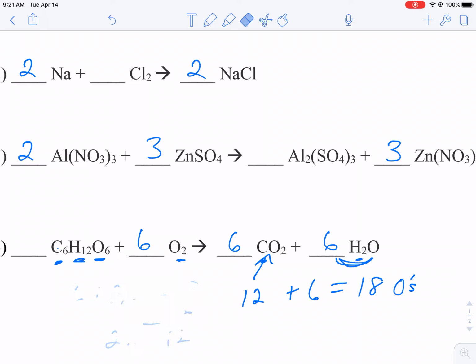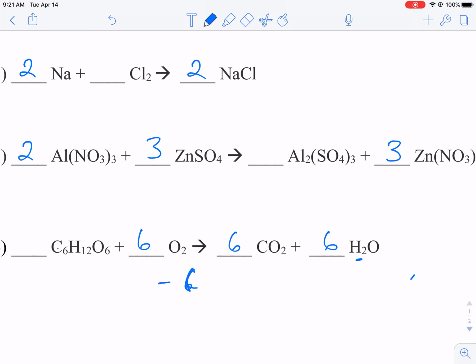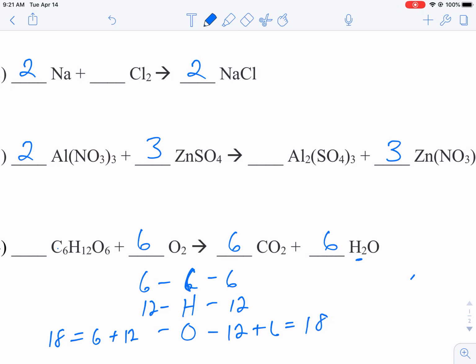Now if I take a look at this and add up all my oxygens and all my hydrogens, I have 6 C's. For H's, I have 12. And for oxygen on each side, I have 6 plus 12, which gives me 18. And on this side, I have 12 plus 6, which gives me 18. And it's now balanced. Just a little review for you guys.